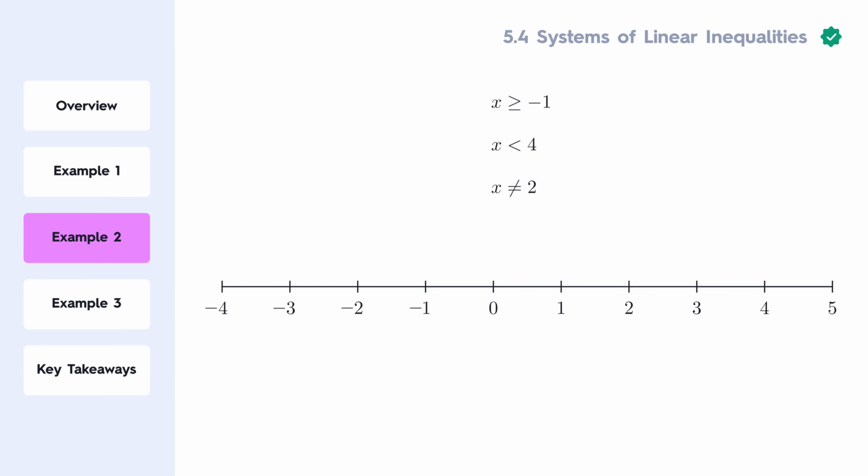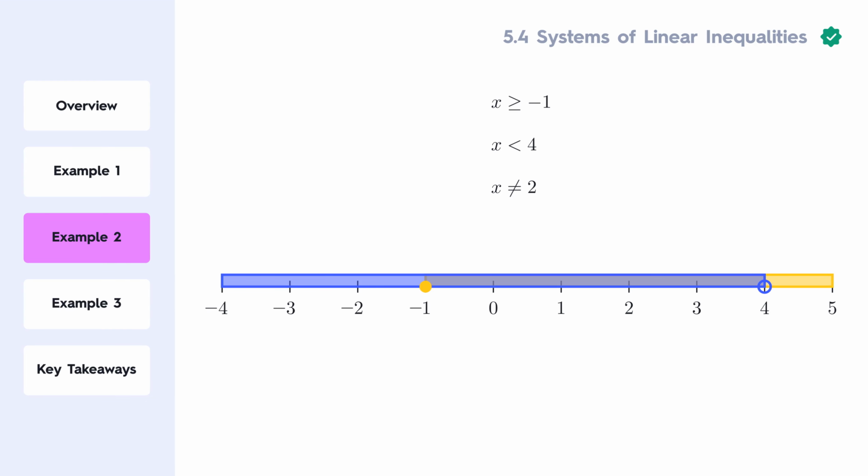For x greater than or equal to -1, we'll use a closed circle at -1 to show that -1 is included, then shade to the right to represent values greater than or equal to -1. For x less than 4, we'll place an open circle at 4, since 4 itself is not included in the solution. Then we'll shade to the left, representing all values less than 4. Finally, we need to ensure that x not equal to 2 is represented.